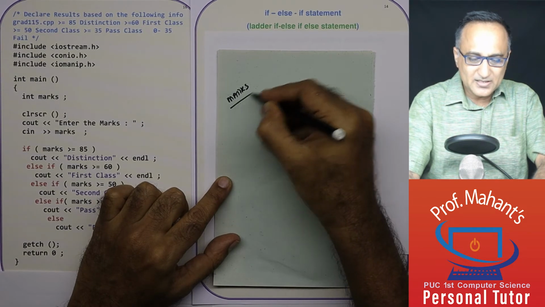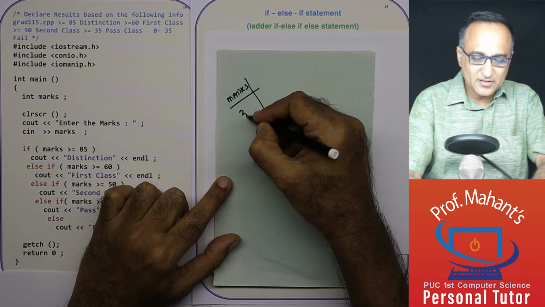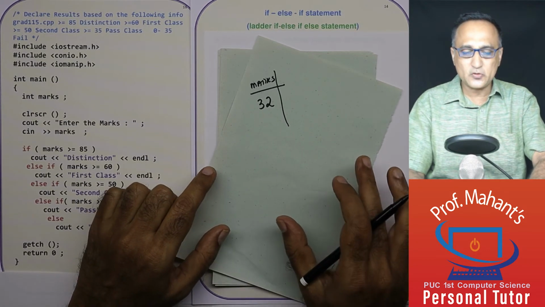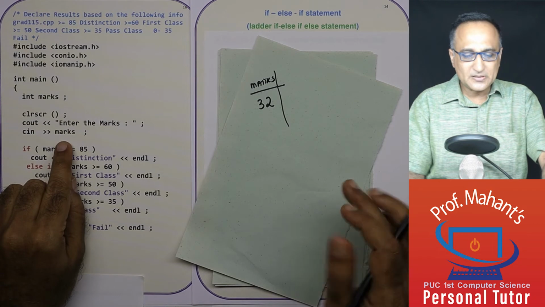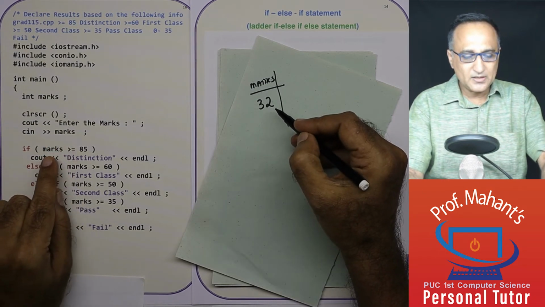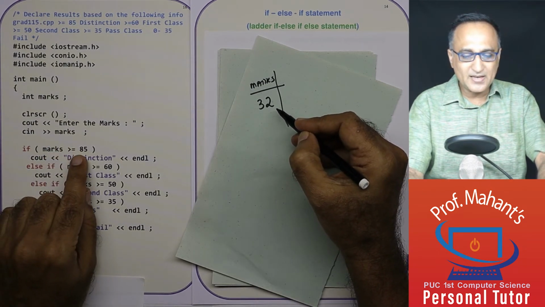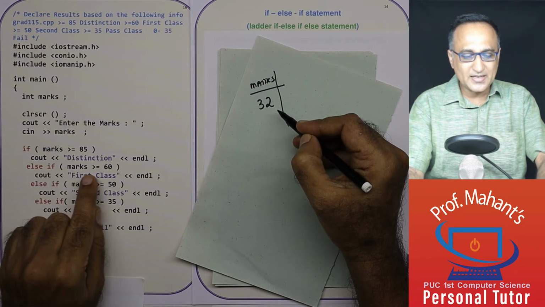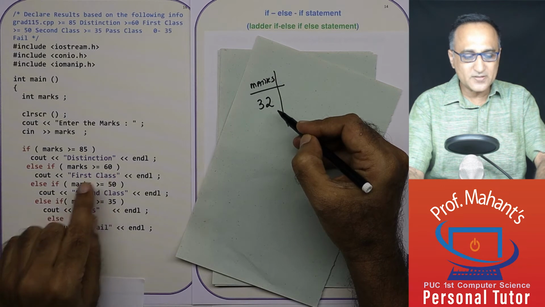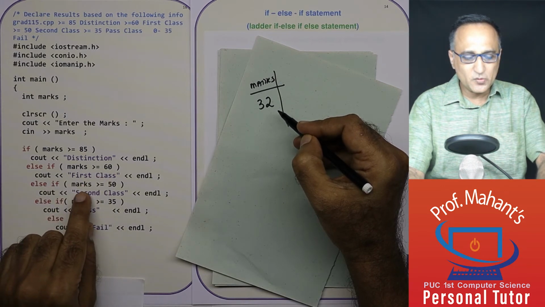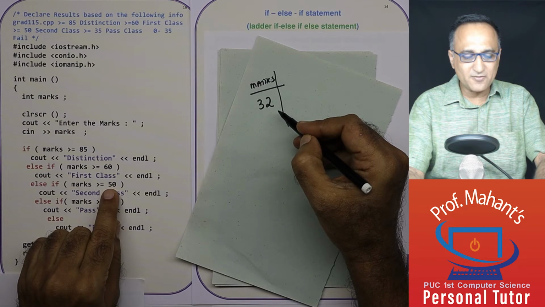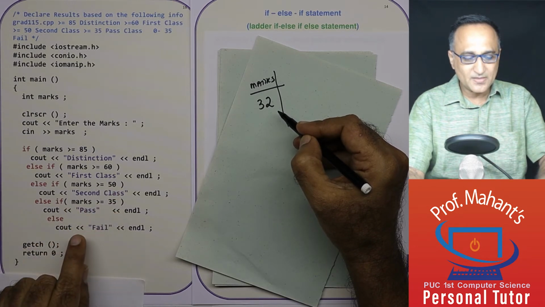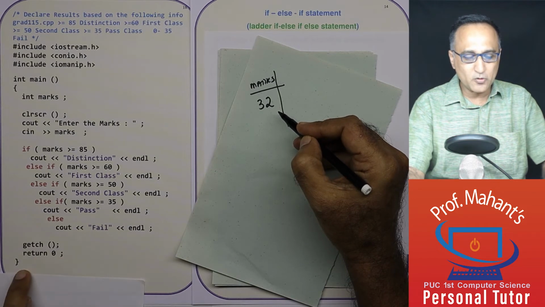Now, let us try to take a look with different values of marks and try to figure it out. So if I take marks here, let's try to take 32. Let's see what happens. I enter the marks as 32. 32 is greater than or equal to 85. It is false. So I come to the next else if. 32 is greater than or equal to 60 is again false. I come to this else if. 32 is greater than or equal to 50 is again false. 32 is greater than or equal to 35 is again false. So it is going to print fail and I'm going to end.